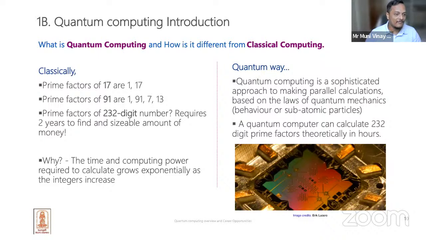But I'll tell you, if I put the same calculation in a quantum computer, it's a sophisticated approach which works on subatomic particles and quantum mechanics. It can calculate 232-digit prime factors theoretically within about 1 to 1.5 hours. So on one side, a physical computer will take about 2 years to get the answer. On the other hand, there is a technology that will give you the answer in a few hours. How is it possible? Let's understand a little bit more about what's happening behind this.